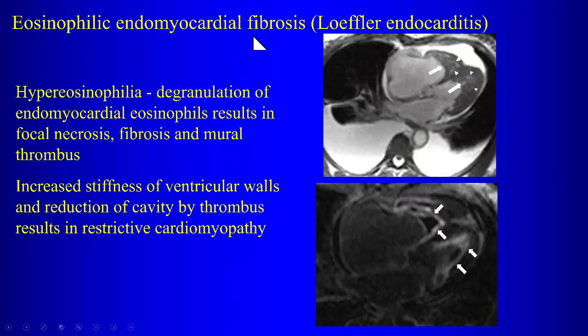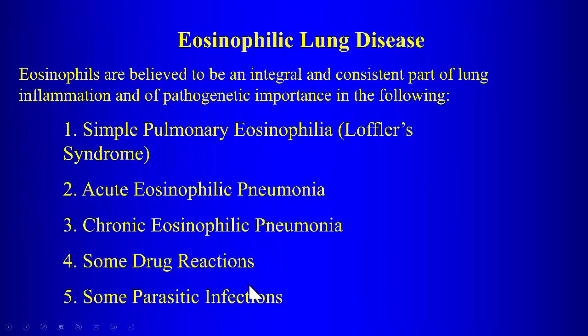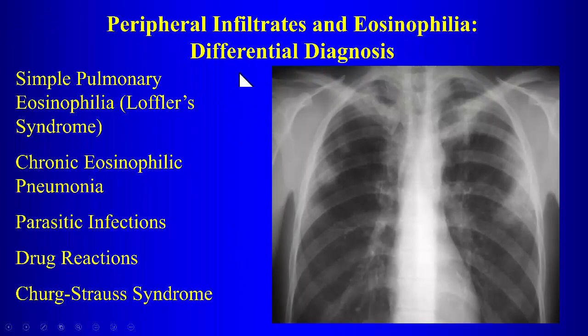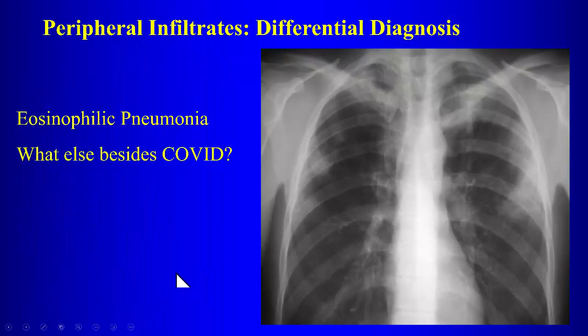And then we touched on Löffler's endocarditis. Anybody with elevated eosinophils in the blood can develop damage to the heart and this Löffler's endocarditis, which can result in subendocardial fibrosis, subendocardial enhancement, and mural thrombi. Okay, so that's Löffler's endocarditis. So these are the eosinophilic lung diseases that we have discussed and covered. The differential for peripheral consolidations and eosinophilia: Löffler syndrome, chronic eosinophilic pneumonia, parasitic infections, drug reactions, Churg-Strauss syndrome. Those are the things to think about.